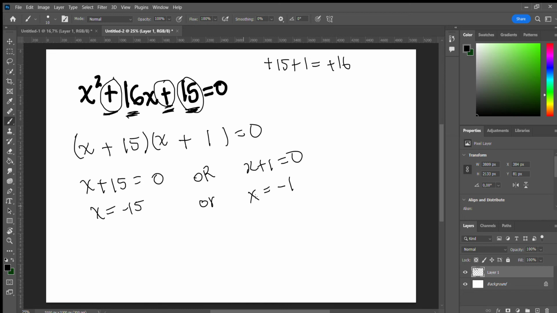So for how I wrote this, that's a terrible x. It looks like a multiplication. Sorry, I shouldn't do that.